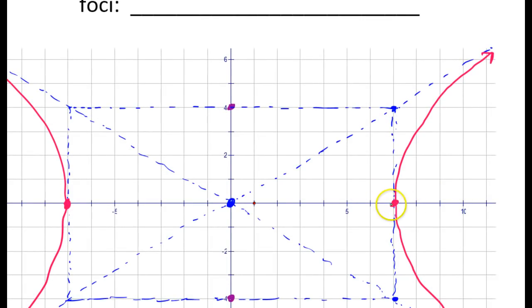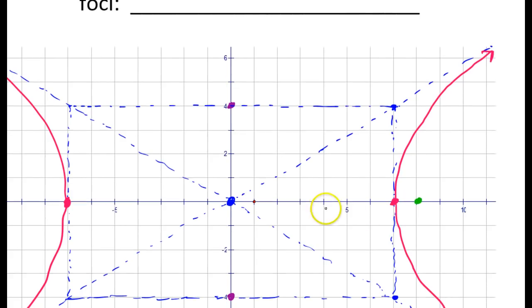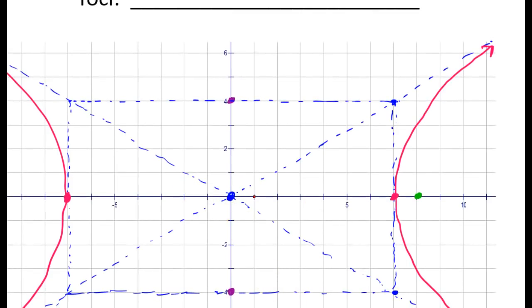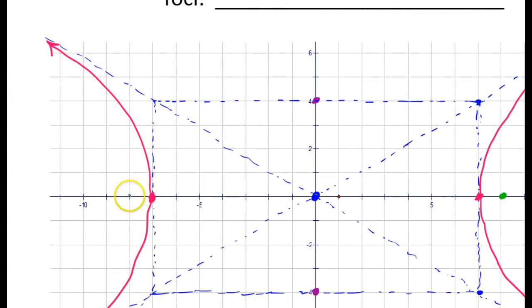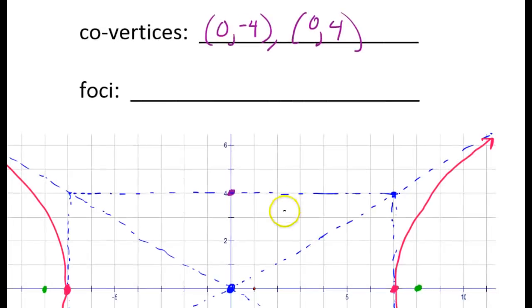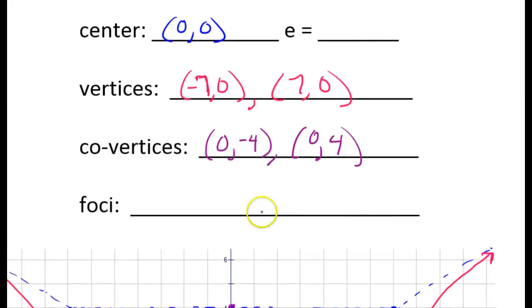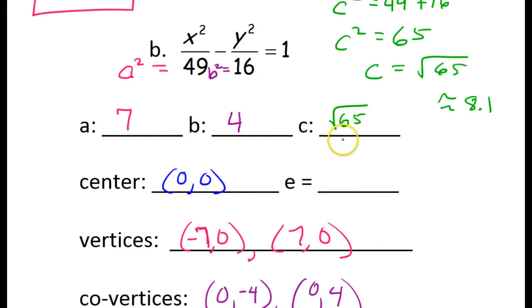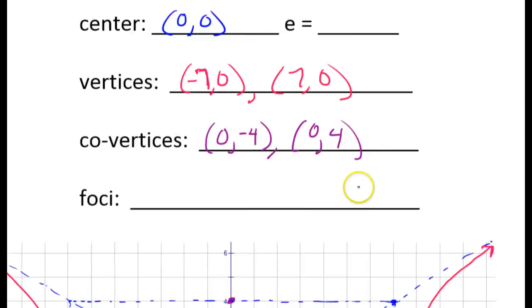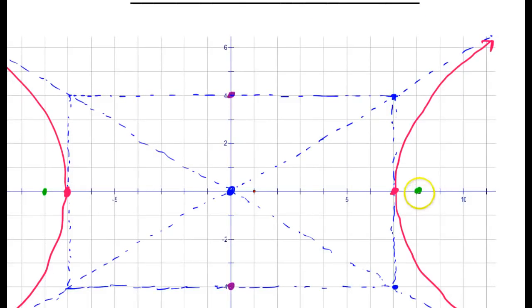Okay, so 8.1. So this is 7, 8. So I'll have a focus here, and I'll have a focus over here. Now, I cannot use the 8.1 when I label the foci. I have to use the radical 65. Okay, so be careful.